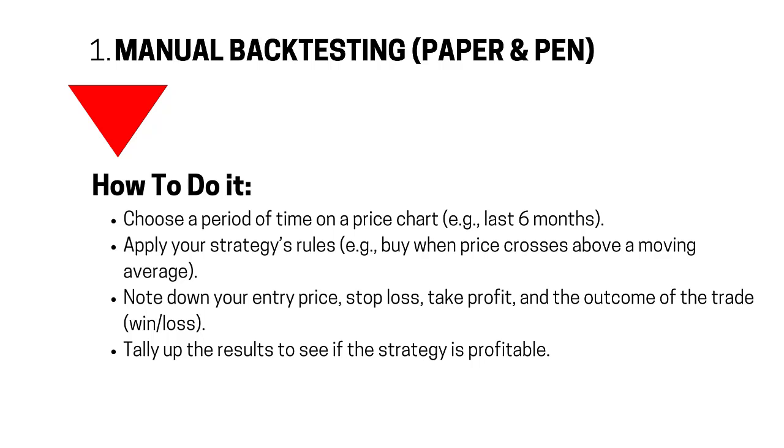So how can you do that? Well, you could manually go over historical charts and record how your strategy would have performed just using a simple notepad or spreadsheet. Take 6 months maybe, apply your strategy rules, buy when prices cross above a moving average, for example, note down entry price, stop loss, take profit, and the outcome of the trade, win or loss. Tally up the results and see if the strategy is profitable. It's as simple as that. At least you've started the back testing process from the absolute basics, and you've got some data to work with.